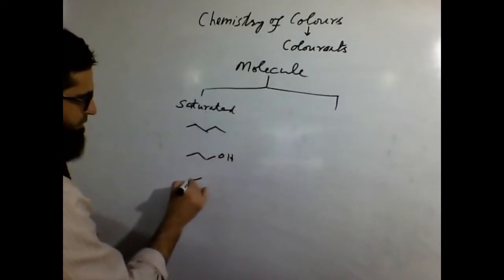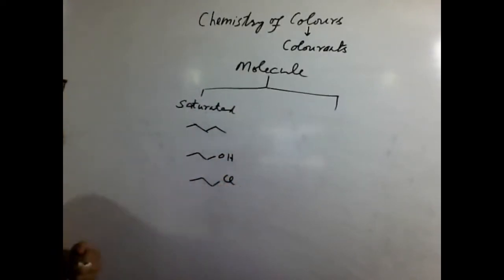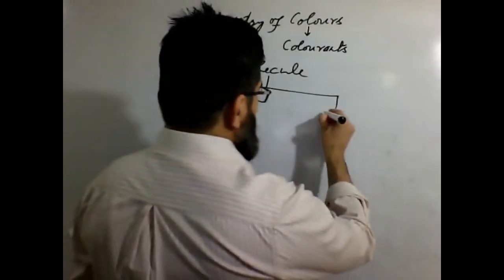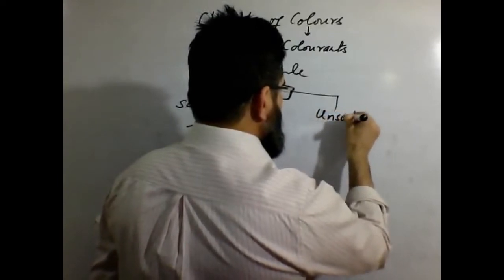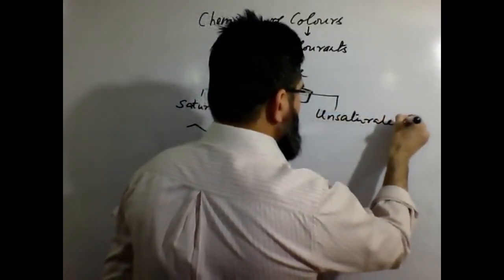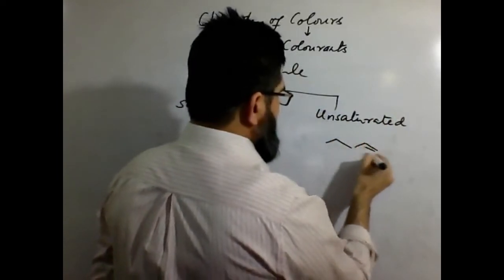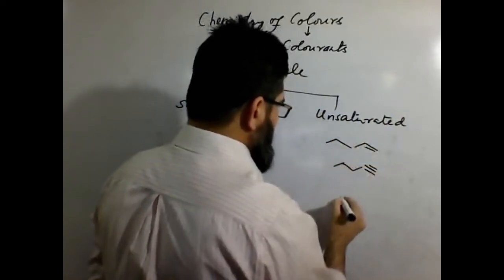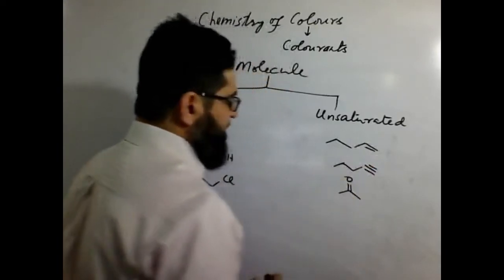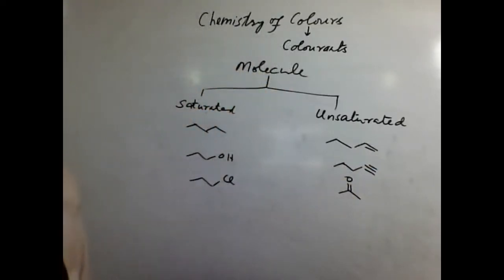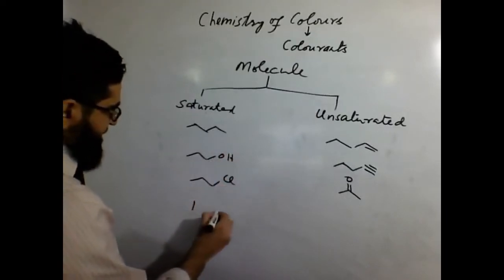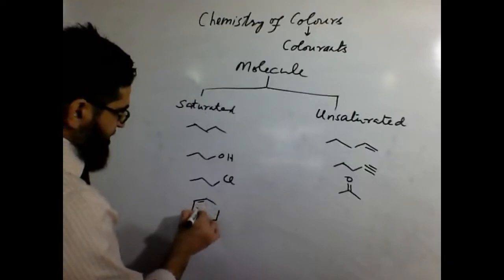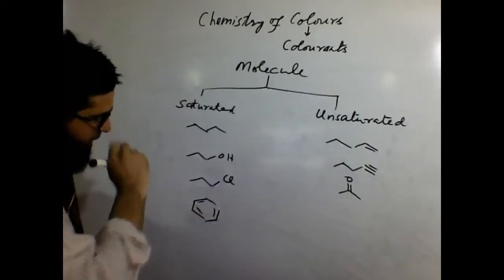Examples are alkanes, alcohols, alkyl halides. The other molecules are supposed to be unsaturated. The molecules which carry double or triple bonds, the molecules which carry carbonyl functionalities, they are supposed to be the unsaturated ones. Yes, we place benzene also in the category of saturated ones because the double bonds are not the true double bonds.